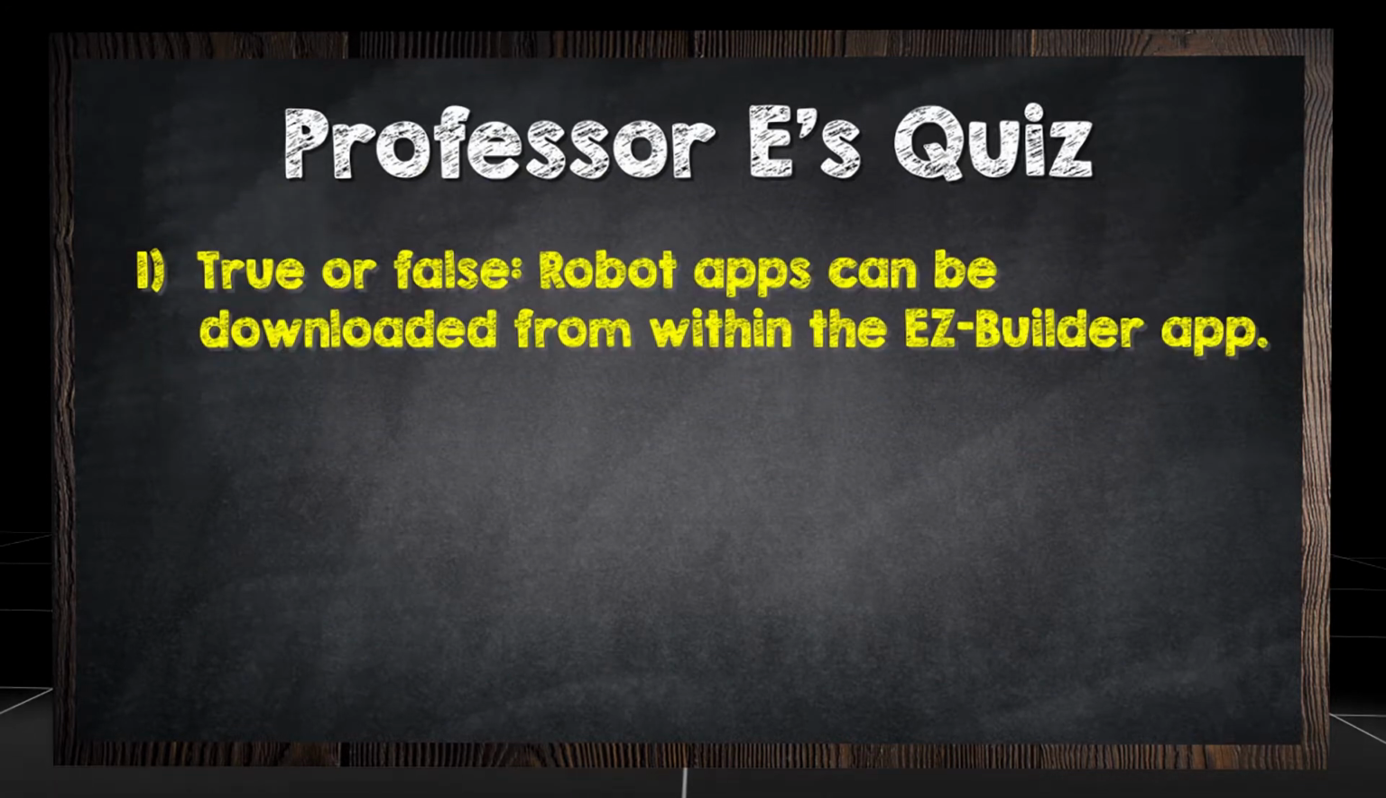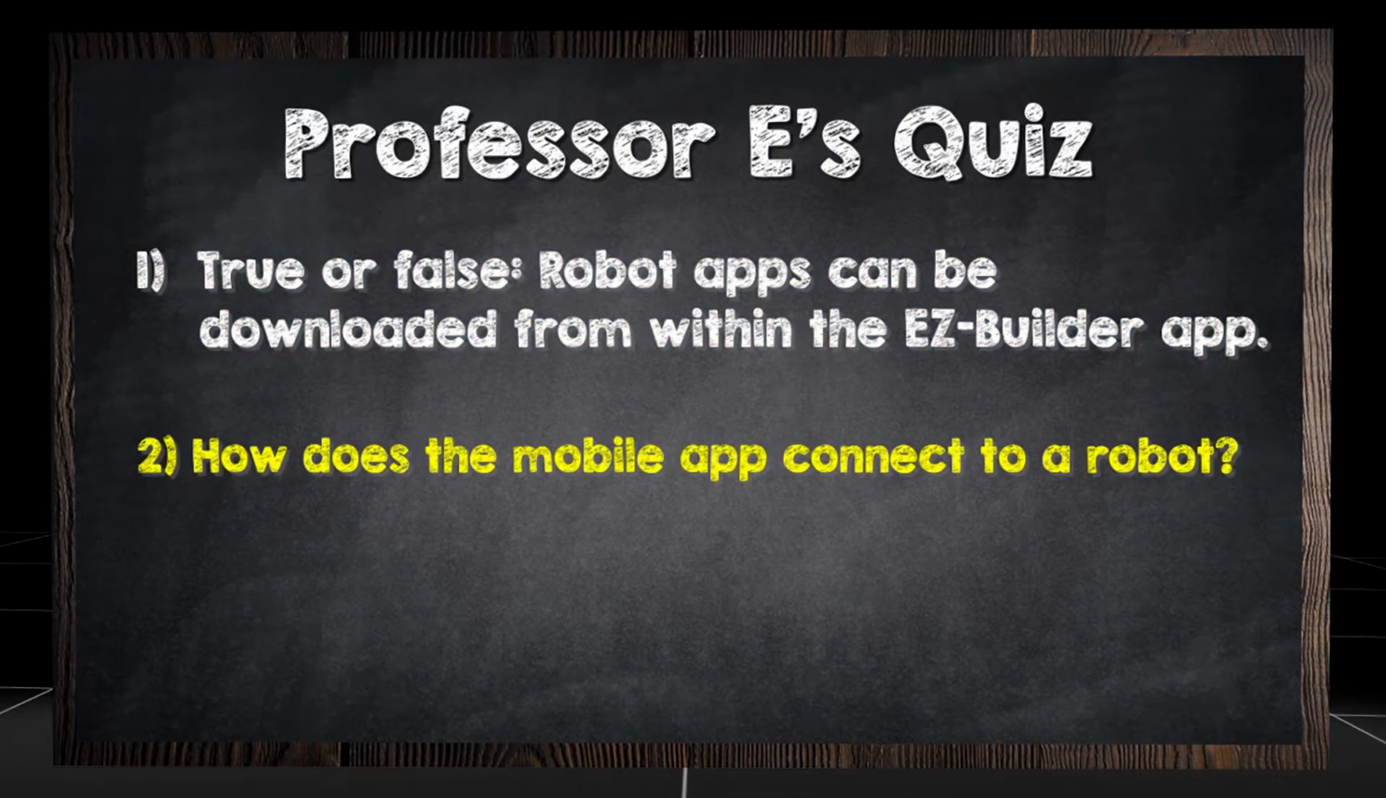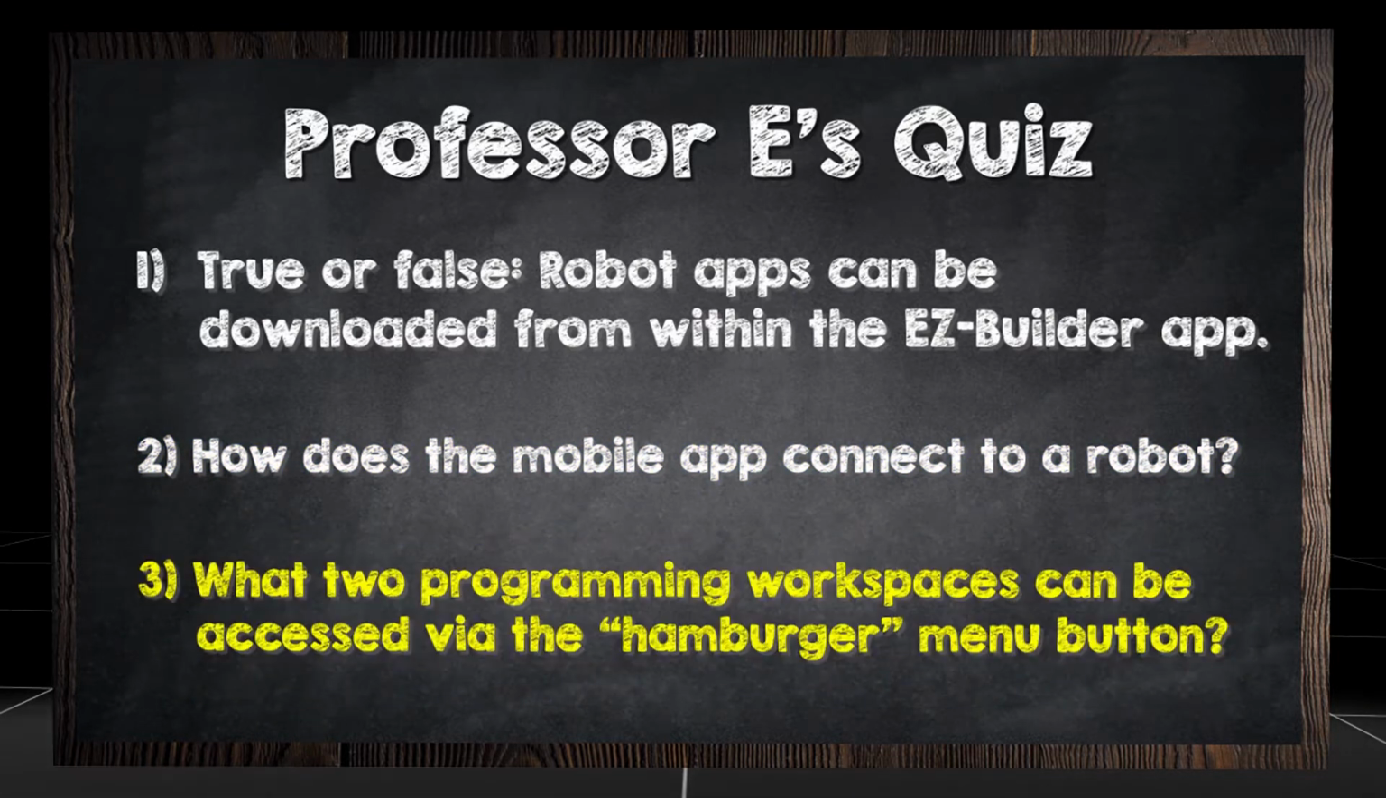True or false? Robot apps can be downloaded from within the Easy Builder app. How does the mobile app connect to a robot? What two programming workspaces can be accessed via the hamburger menu button?